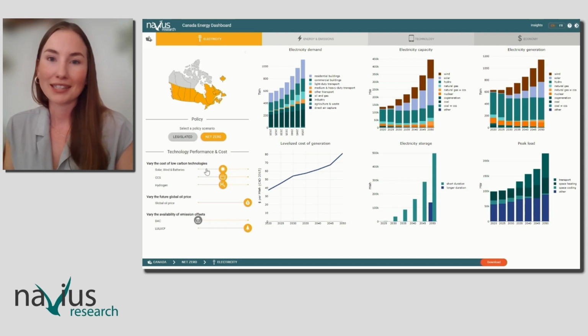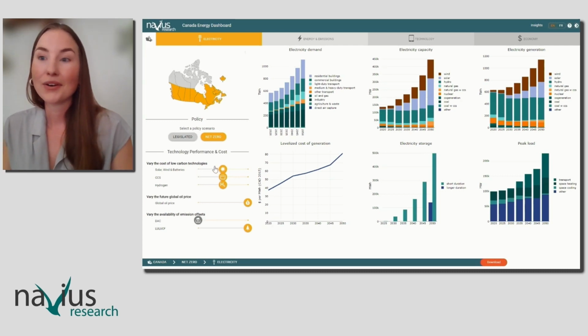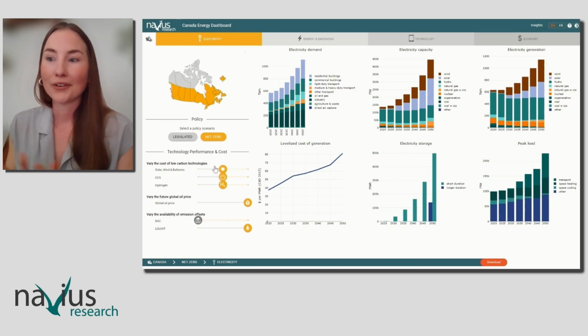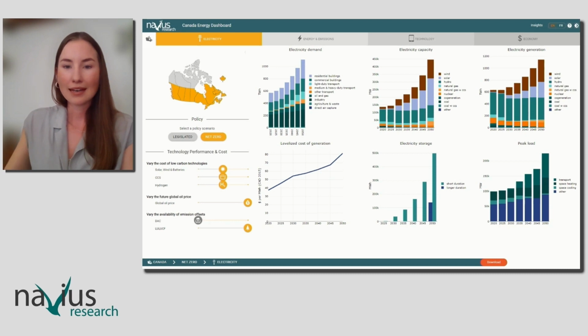We could also see ourselves adjusting these levers in the future as we make updates to the dashboard, and potentially adding other technologies or other sensitivities that we're interested in exploring.